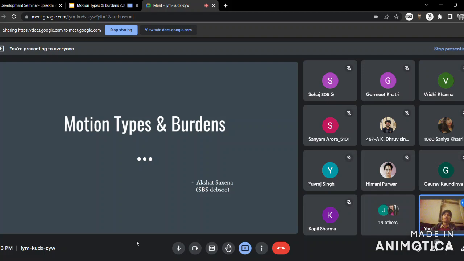So this topic is basically about what are the different types of motions that you're gonna encounter in debating. What does each motion demand you to do in a particular debate, and how do you fulfill that demand, or how do you fulfill that burden that this particular motion places on you, right?